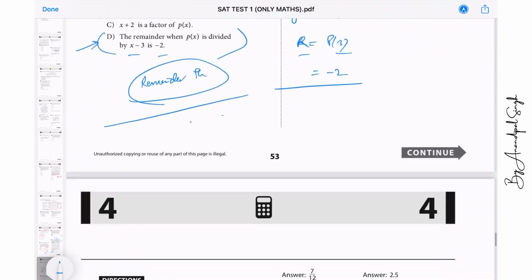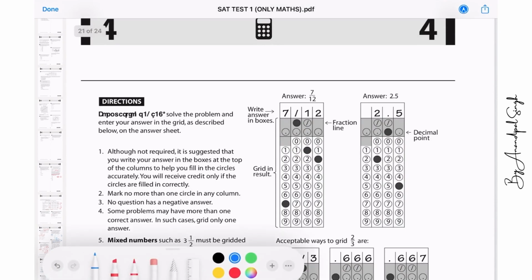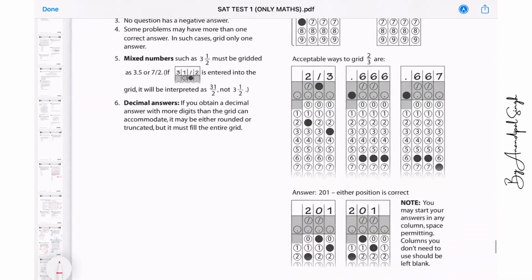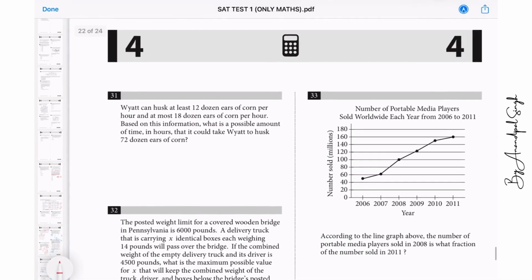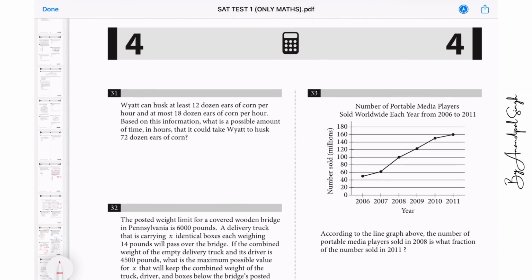Let us go to the grading section now. See the grading section, where you have to solve the question and then write down the answer. So here we have the grading question number 31.